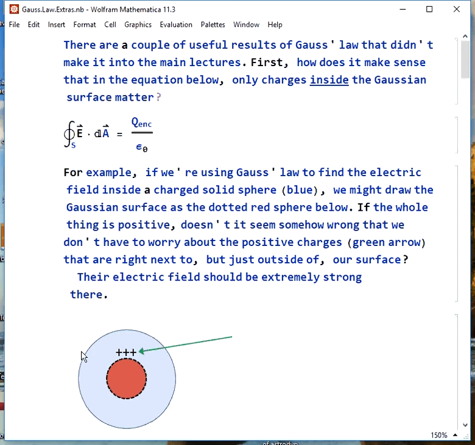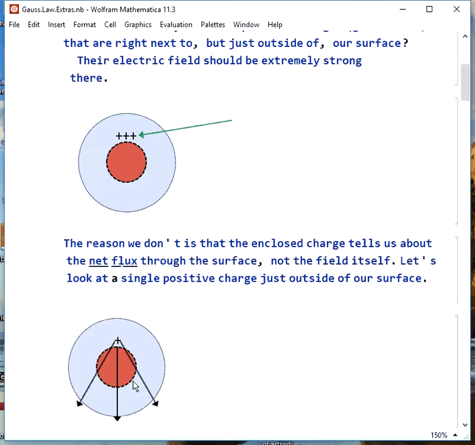For example, let's say we have a charged sphere and we're looking at the electric field inside. And the red area with the dotted boundary here is our Gaussian surface. Right outside of it, we've got charges all through here, but right outside of it, we can see we've got positive charges right on top of it. We should have a very strong electric field there because we're very close to these positive charges. How does that not change the flux?